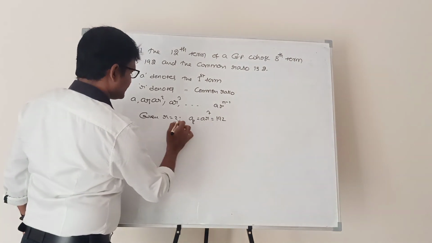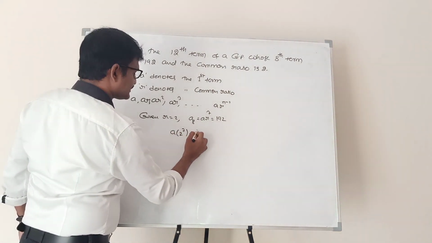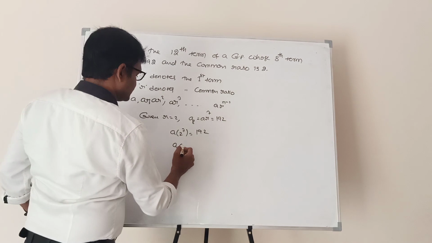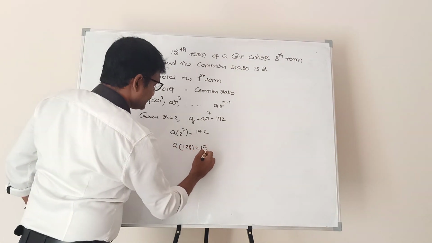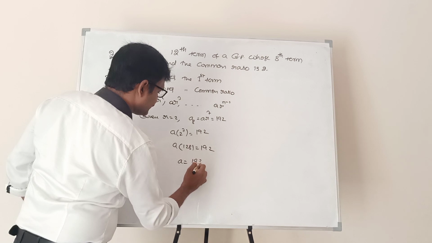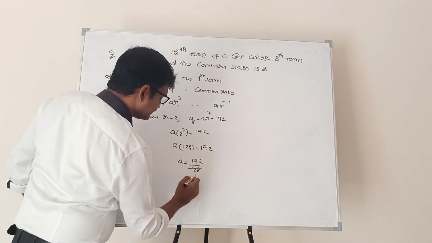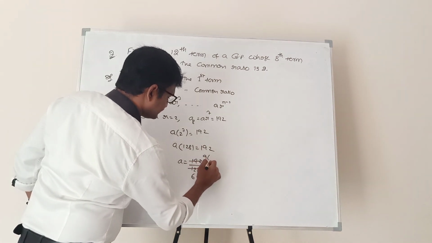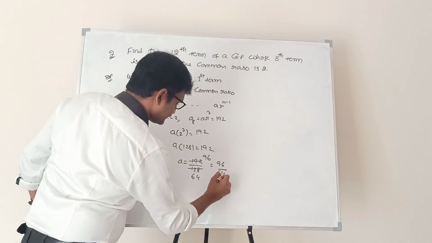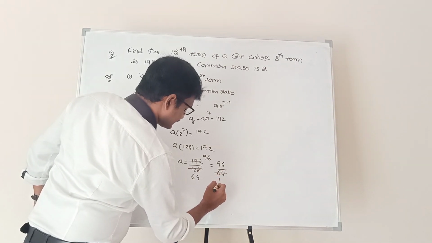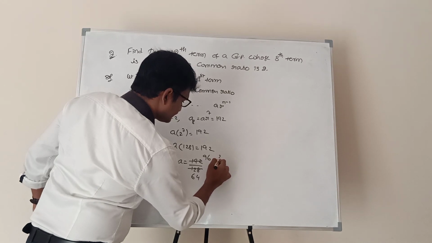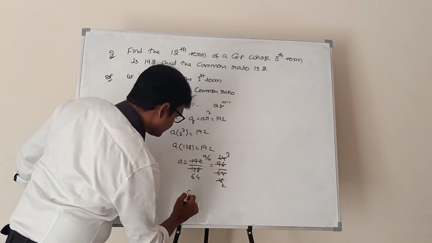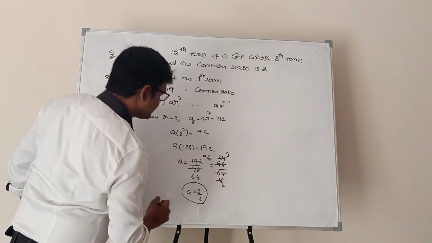R value is given. R is how much? 2 power 7. A into 2 power 7 is 192. A into 128 is equal to 192. So A is equal to 192 by 128, which is 96 by 64. A is equal to 3 by 2. So A value is 3 by 2.